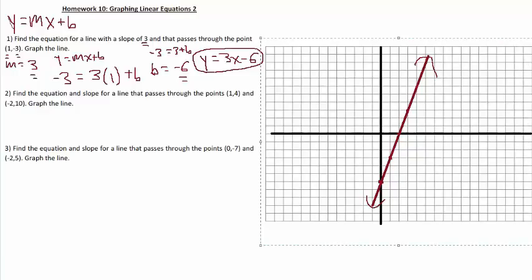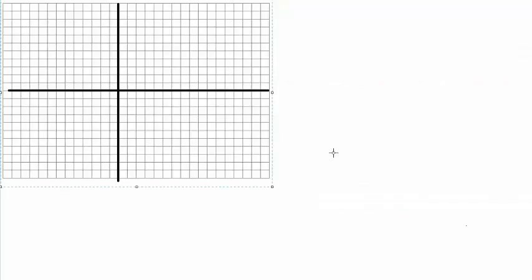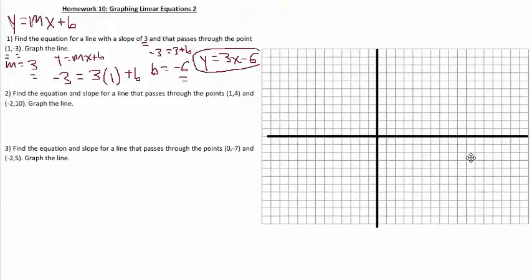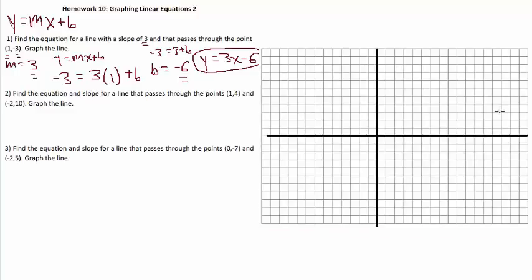Now let's do numbers 2 and 3. Okay, there we go, blank board. Let's do the next 2 in the same way. Find the equation and slope for a line that passes through the points (1, 4) and (-2, 10).